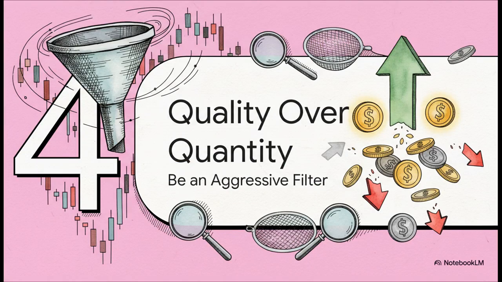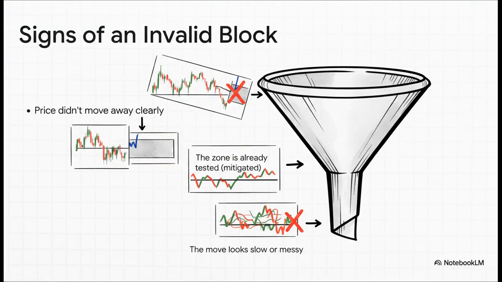And this all brings us to what might be the most important takeaway from this entire explainer. Look, successful trading is not about finding more setups. It's about finding much, much better ones. It's quality over quantity every single time. Your job as a trader isn't to find every single box on the chart. Your job is to be an aggressive filter, a bouncer at a nightclub.